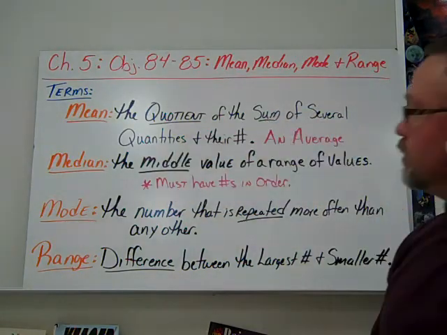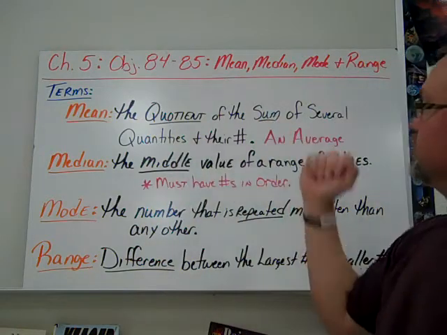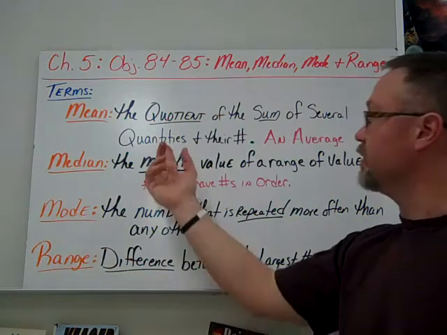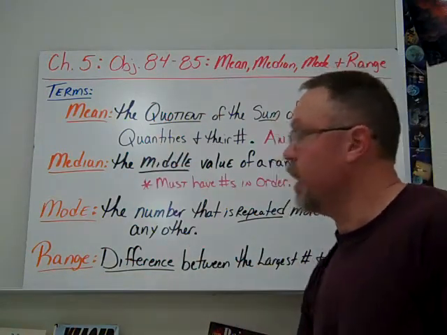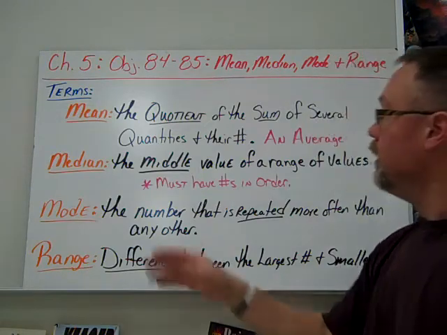So I've underlined some words here. Quotient, again, we're dividing. Sum is we're adding. So we have to add up our numbers first, divide by how many we have, and that's what the word quantities is. So however many you have, you'll divide by that number after you add them up.